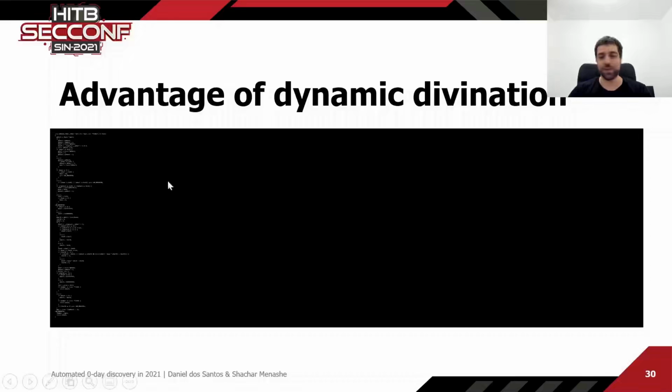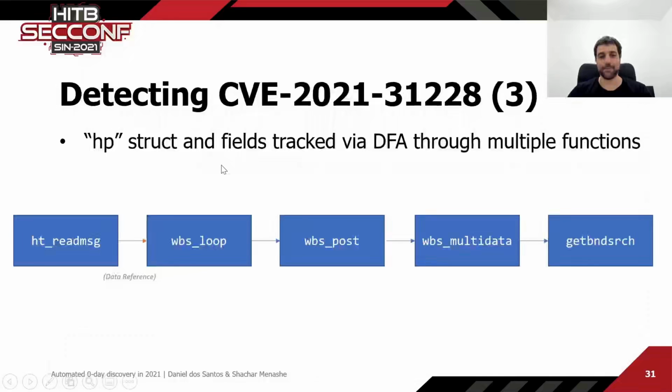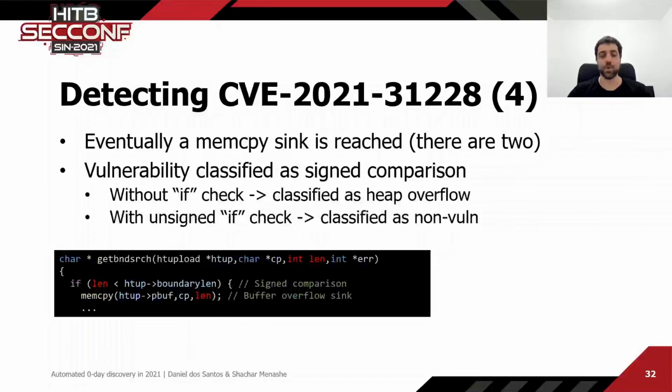Why? Because as part of the data flow, we went through this line, this if. And of course, we know whether it's a signed or unsigned comparison. There's actually a different P code for each one, for signed and unsigned, so that's easy. Just to explain, if there wasn't this if check here, then this would be classified as a straight up heap overflow, because it's just a source going to memcpy with a controlled length, so it's a heap overflow.